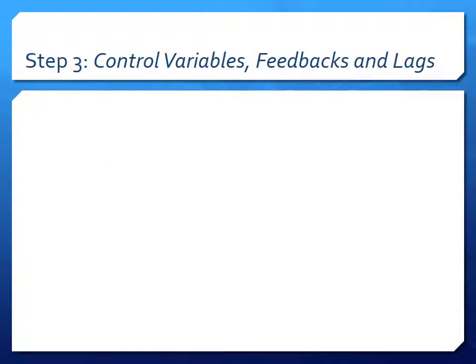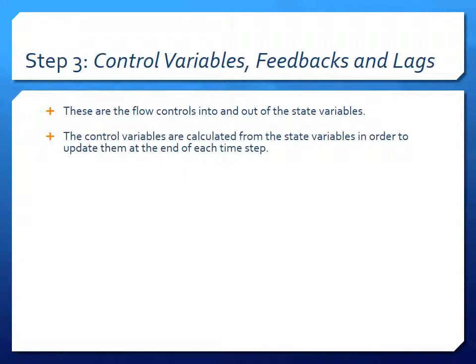Our next step is to look at control variables, feedbacks, and lags. These are the components that affect the stock. So these are the flows or controls into and out of the state variables. These are the inputs and the outputs. In most cases in system dynamics models, these control variables are calculated from the state variables in order to update them at the end of what we call a time step. I'll come back to this concept of time step in a second, but this is essentially periods or intervals of time during which we update the state variables, because these state variables are changing over time.